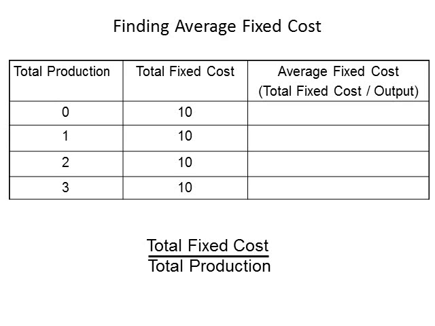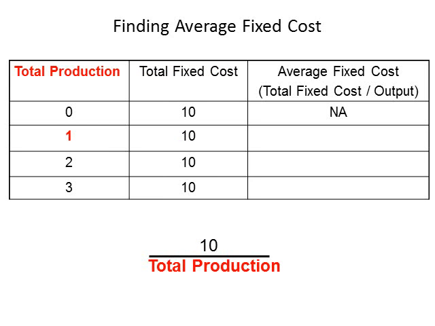Let's start by writing down the formula for the average fixed cost, which is fixed cost divided by total production. Next, locate the fixed cost column in the table and locate the fixed cost in the formula. Notice that in the second row of the total fixed cost column, the total fixed cost is 10. Next, substitute in $10 for the total fixed cost into the formula. Next, locate the total production column on the table and locate total production in the formula. Notice that the second row of the total production column has a value of 1 in it. Now substitute 1 into the formula.